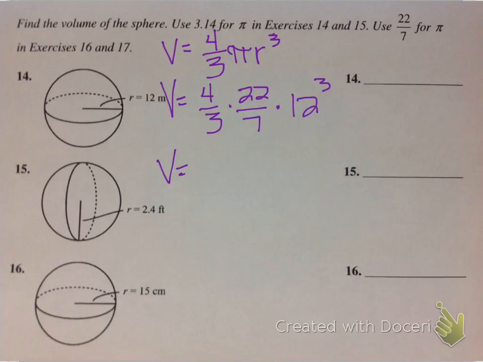4/3 times 22/7 times 12. And remember, that's 12 times 12 times 12, or you can use your exponent key. And I get 7,241.14, and it would be meters cubed.